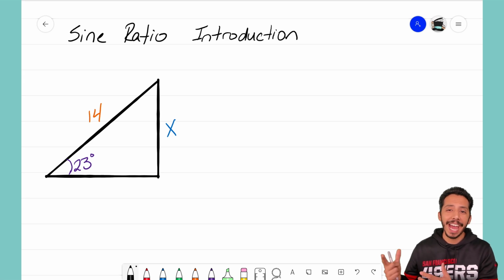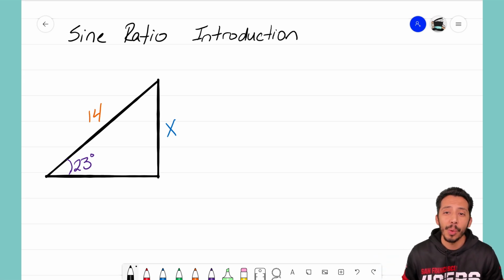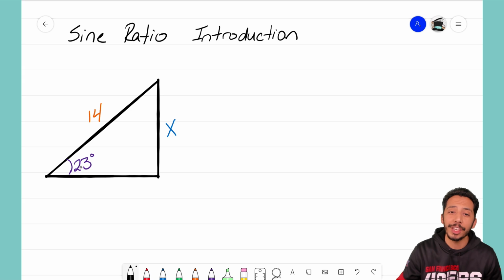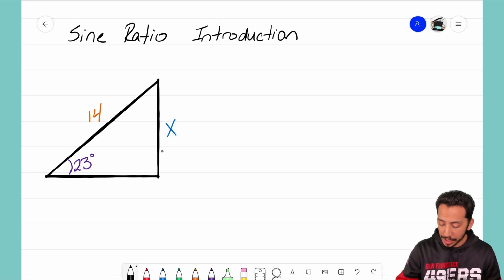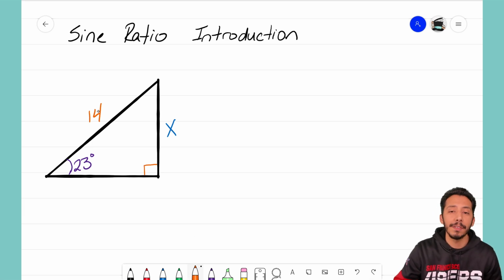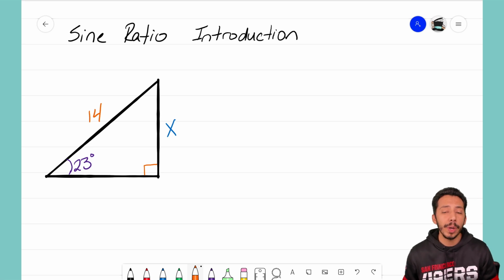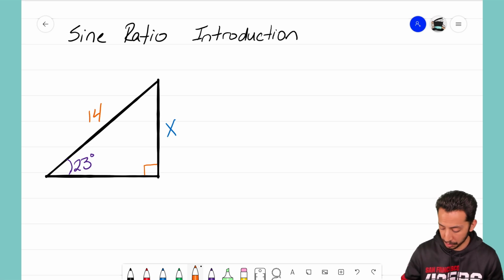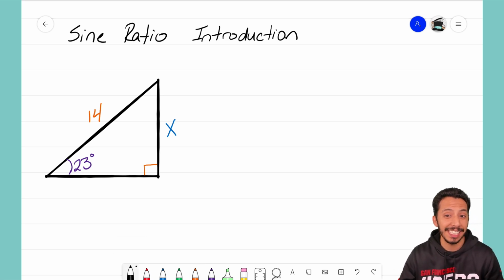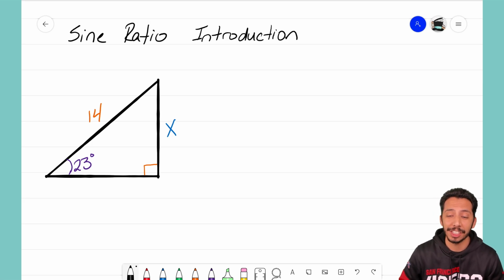We see here that we have our right triangle, and our reference angle is 23 degrees. We do not know the height of this triangle, labeled here as x, but we do know that there is a hypotenuse of 14. If I were to try to set up tangent for this problem, we're going to quickly run into an issue. So let's do it and see why tangent doesn't work here.